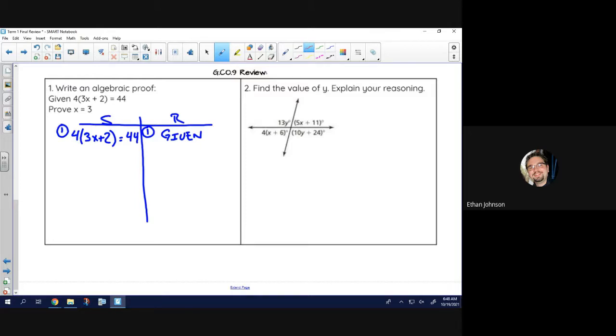So, first thing that we have to do to solve is distribute. So that's 4 times 3x, which is 12x. And then 4 times 2, which is 8, equals 44. Once again, we distributed, so that's our distributive property.